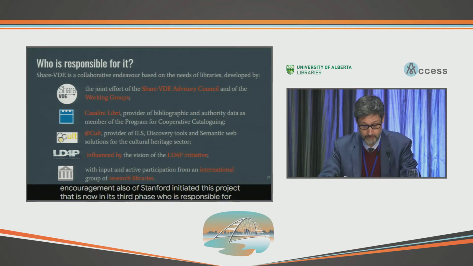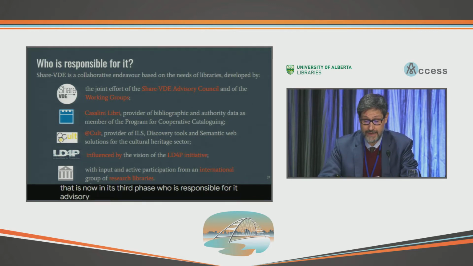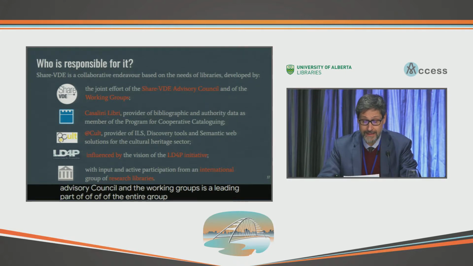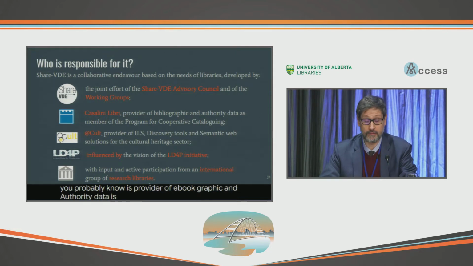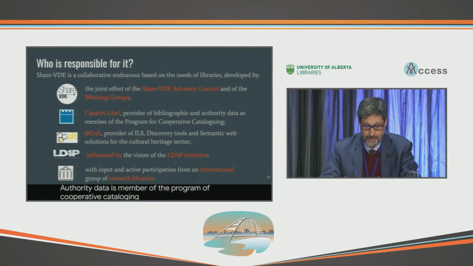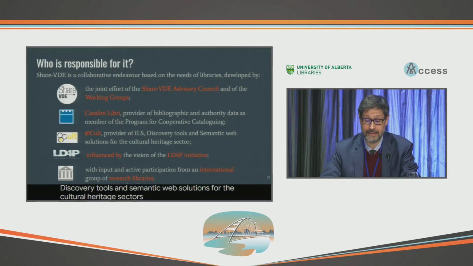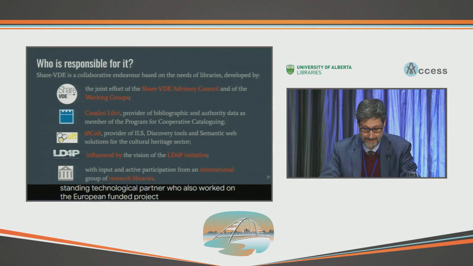Who is responsible for it? First of all, the joint effort of the Share VDE Advisory Council and the working groups is a leading part of the entire group. Casalini Libri, as you probably know, is provider of bibliographic and authority data as member of the Program for Cooperative Cataloging. @CULT is a provider of ILS, discovery tools, and semantic web solutions for the cultural heritage sectors, and is our long-standing technological partner who also worked on the European-funded project Aliada.